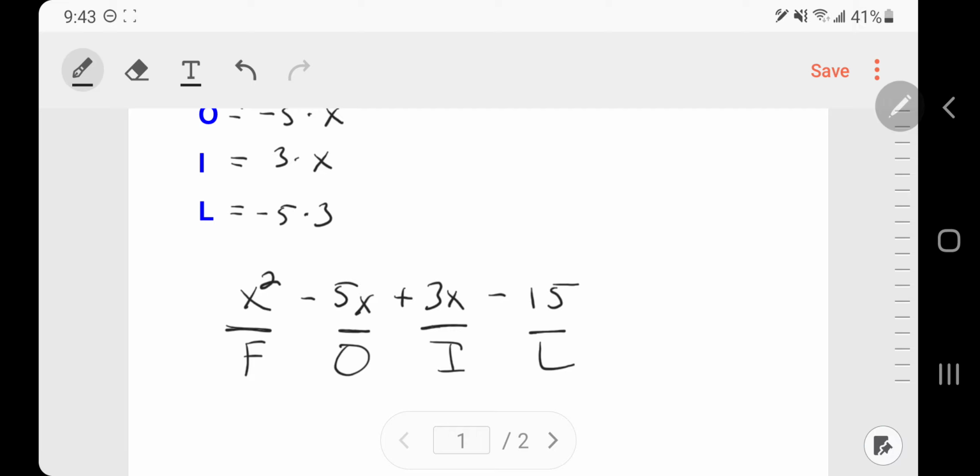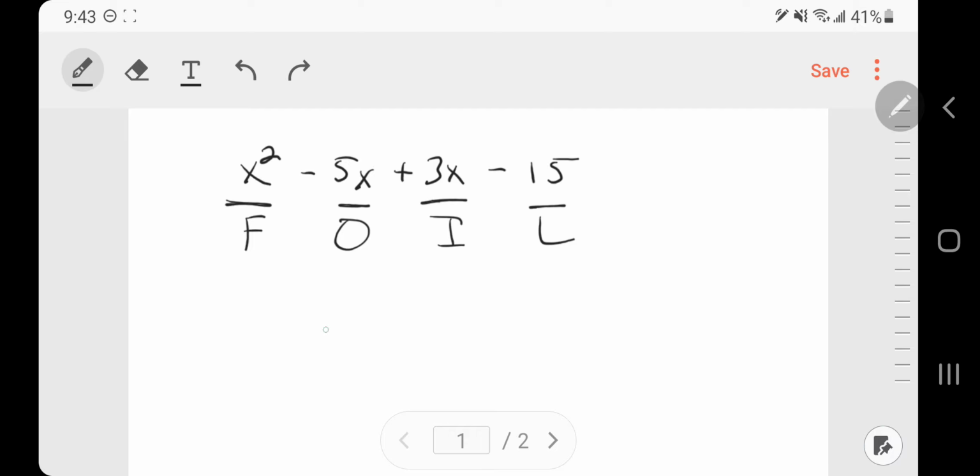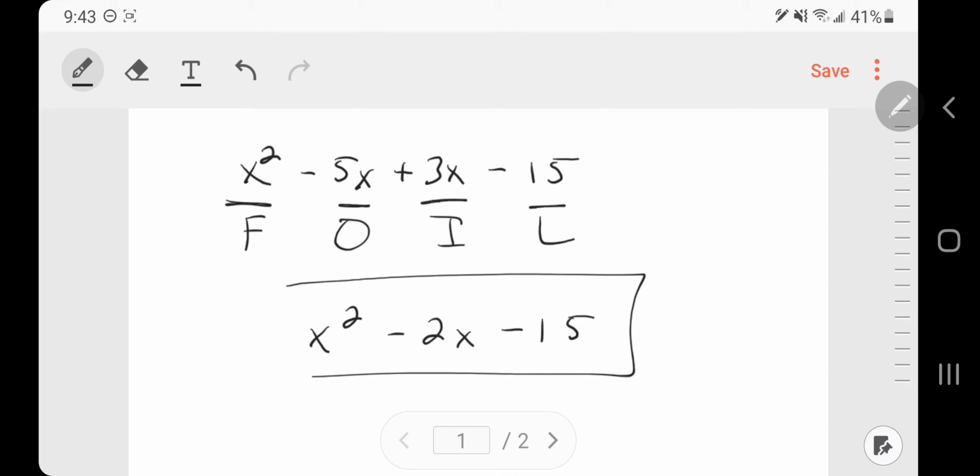Now if you notice, our middle terms here are like terms, so we can go ahead and add those together. So our final answer would be x squared minus 2x minus 15, and there you have it.